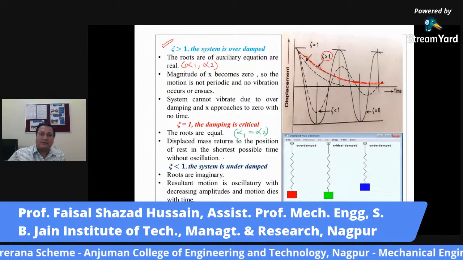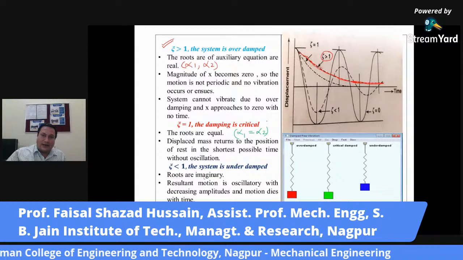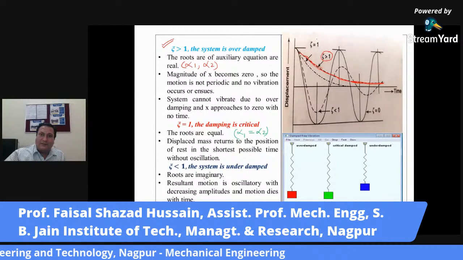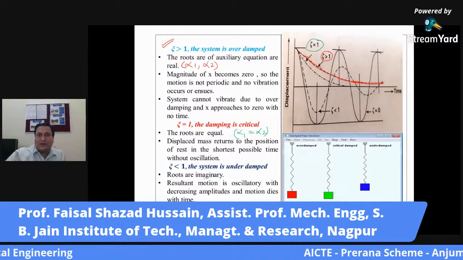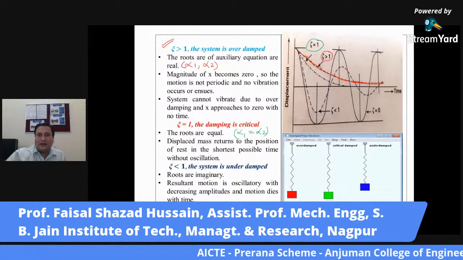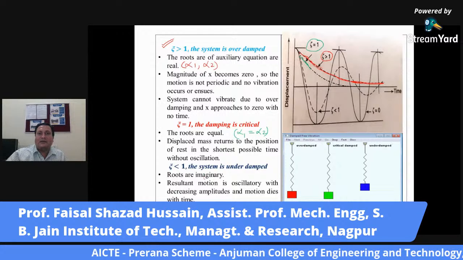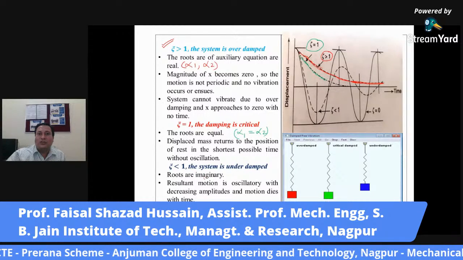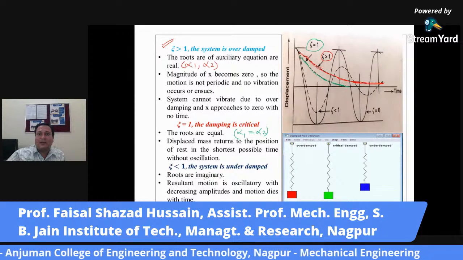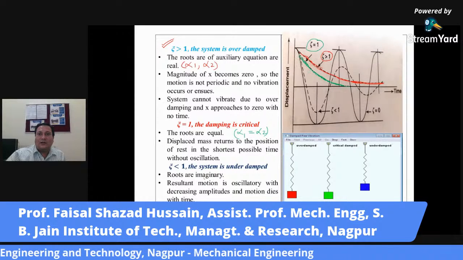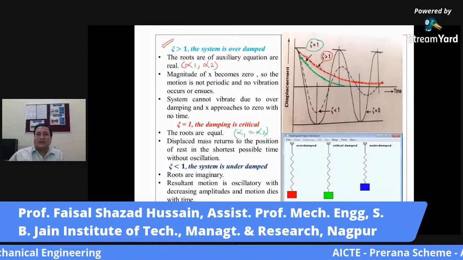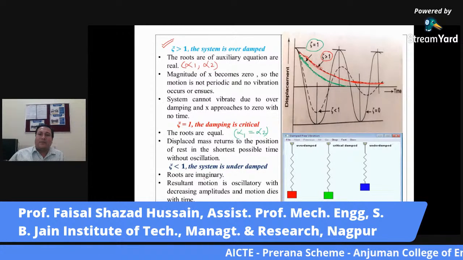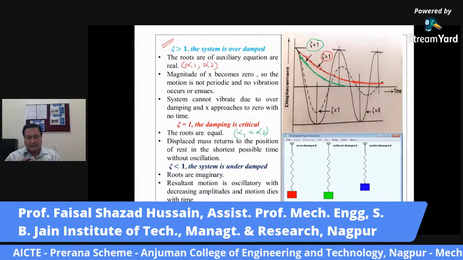It means, in this graph you can see that when damping factor is 1, the displaced mass returns to its position with the shortest possible time. This is your signature during critical damping. It means that there will be no oscillations.